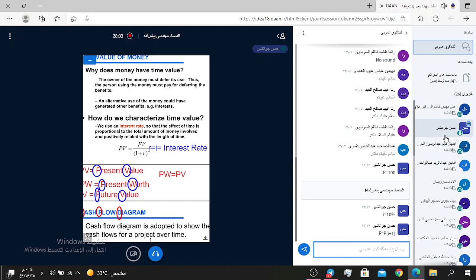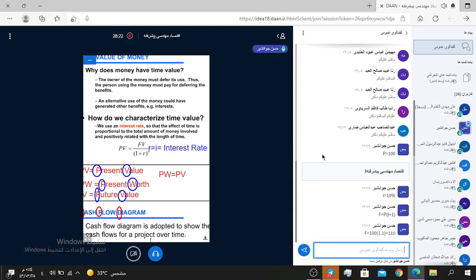100, 1.1 equal to 110. FV, therefore FV equal to PV in (1 plus RI) at N.